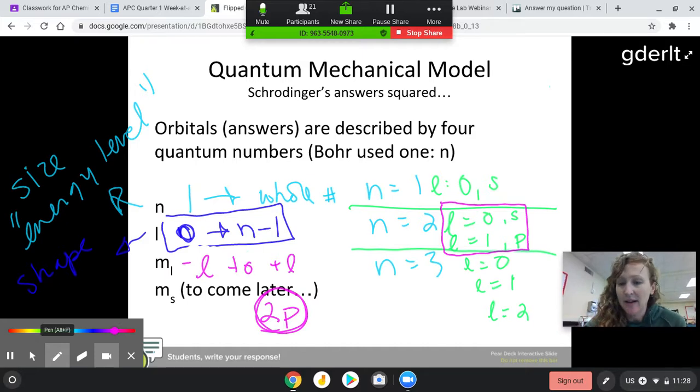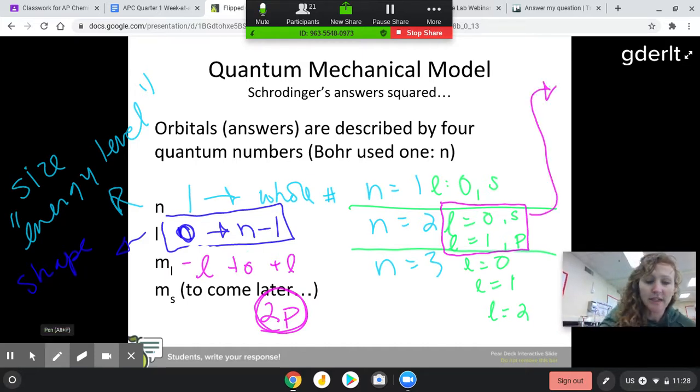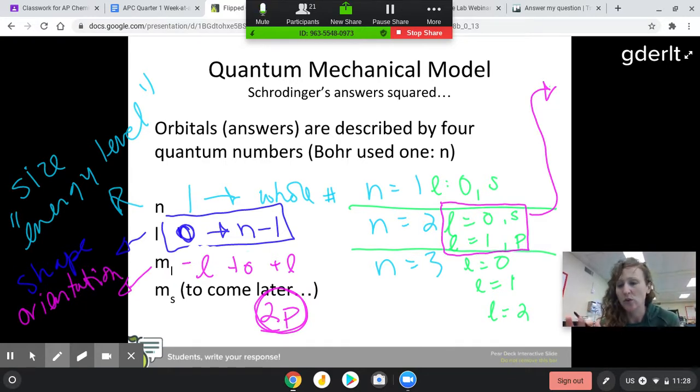M sub L. So this is going to describe orientation. So again, we're going to get values like 1, 2, 3, 4, 5. We're going to get whole number values. But what those values are describing is actually how many different possible orientations we can have. So if you have 3 numbers, regardless of what those 3 numbers are, it means you have 3 different orientations.